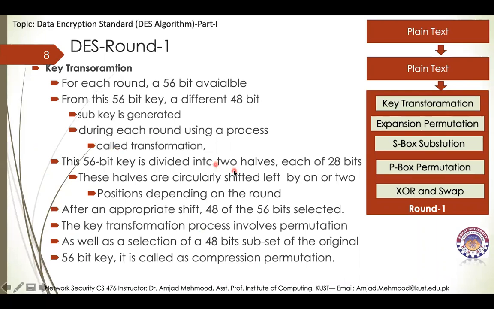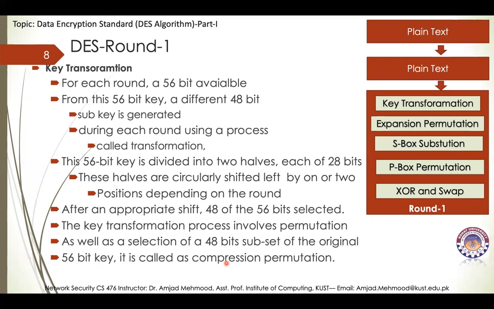This 56-bit key is divided into two halves, each of 28 bits. Here, in the transformation, you can see it is divided into two halves, each of 28 bits. These halves are circularly shifted left by one or two positions, depending on the round. After an appropriate shift, 48 of the 56 bits are selected. The key transformation process involves permutation as well as selection of a 48-bit subset of the original 56-bit key. It is called compression permutation.